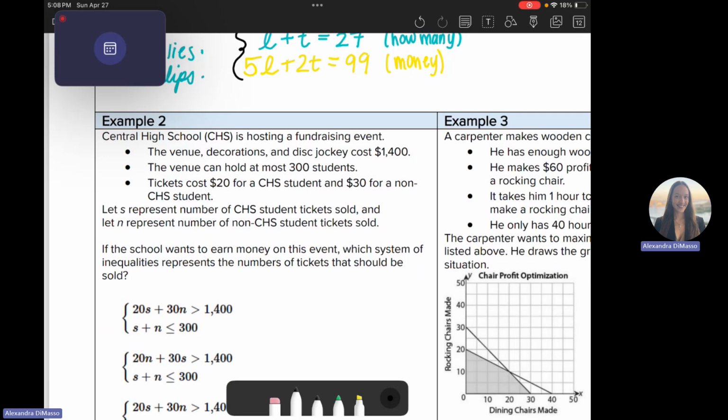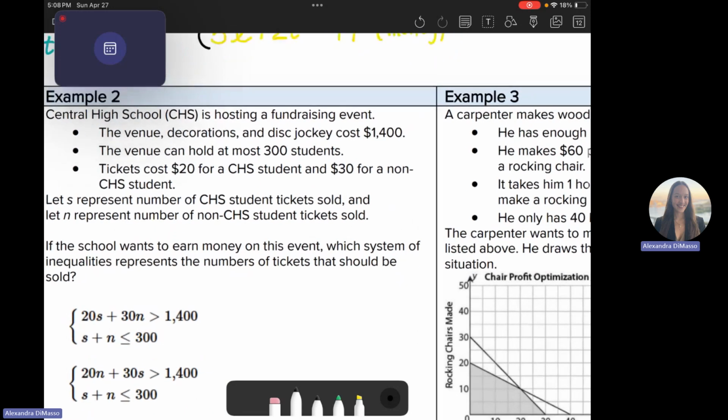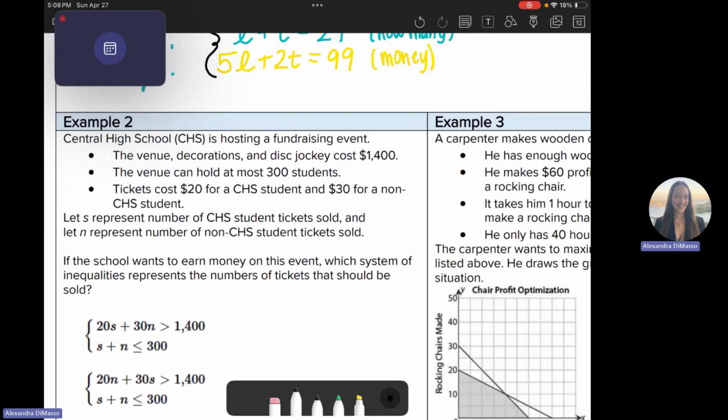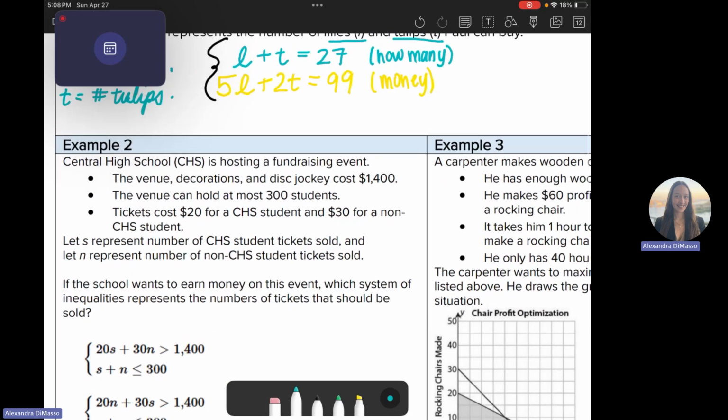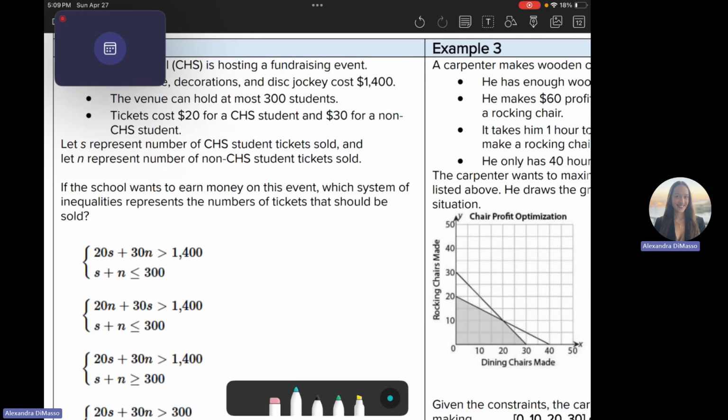So if the school wants to earn money on this event, which system of inequalities represents the number of tickets that should be sold? So I'm not even going to look at the answers. I'm going to do this myself, and then I'm going to see which one matches up with what I've got. So just like how I did before in my last problem, my first part of this is going to be all about how many can I have, right? Like a total number. I'm not looking at price yet, just looking at the how many.